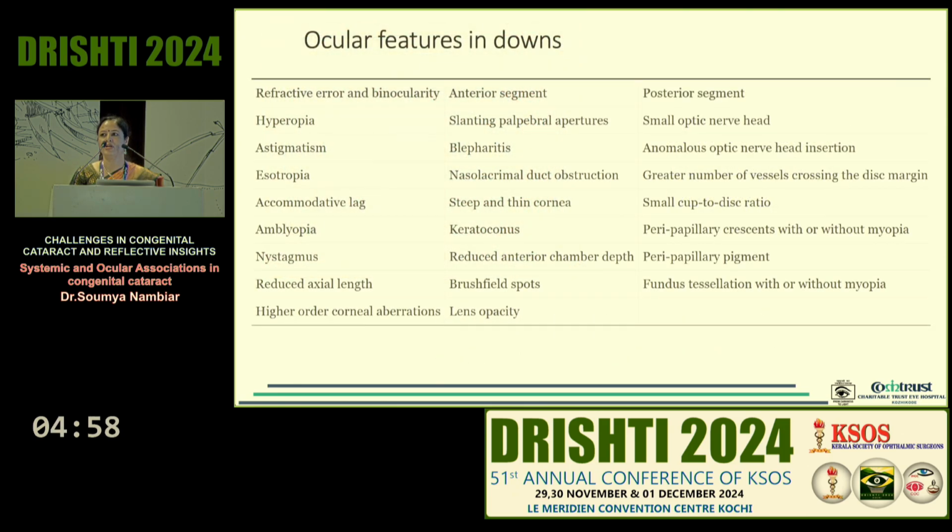So here, what are the most common ocular features that you see in Down syndrome? The refractive errors most commonly associated with Down syndrome include hyperopia, astigmatism, esotropia, and accommodative lag. Because of that, there may be amblyopia. There may be nystagmus also associated when it is detected later on. Anterior segment abnormalities like slanting palpebral aperture, blepharitis, and NLD obstruction can be associated, and don't miss out keratoconus in these cases. A posterior segment examination may show a small optic nerve head, an anomalous optic nerve head insertion, and small cup to disc ratio.